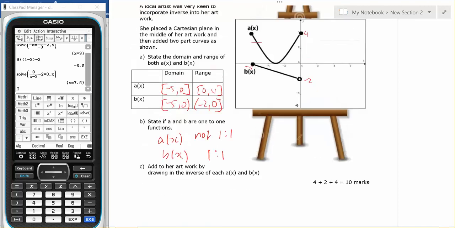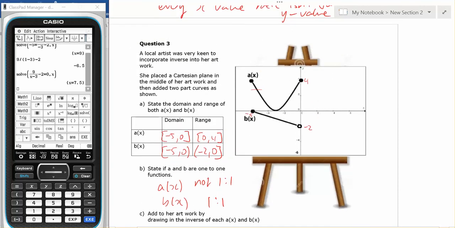Draw the inverse of each. Now, for B of X, we'll do B of X because it's easier. I know that the x-intercept's -5, so the y-intercept will be at -5, and the y-intercept's at -2 originally, so the x-intercept would now be at -2. Okay, and there's an open circle here, so make sure you copy exactly what it has. So that's the inverse, which makes sense because it reflects along the line y equals x.